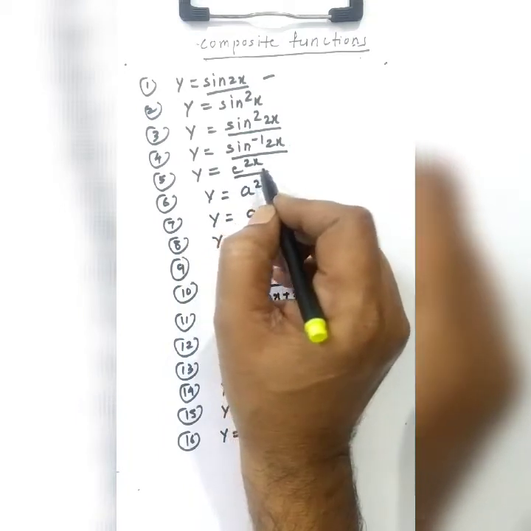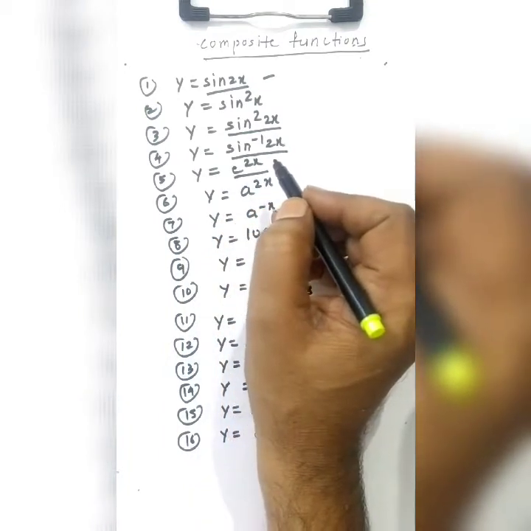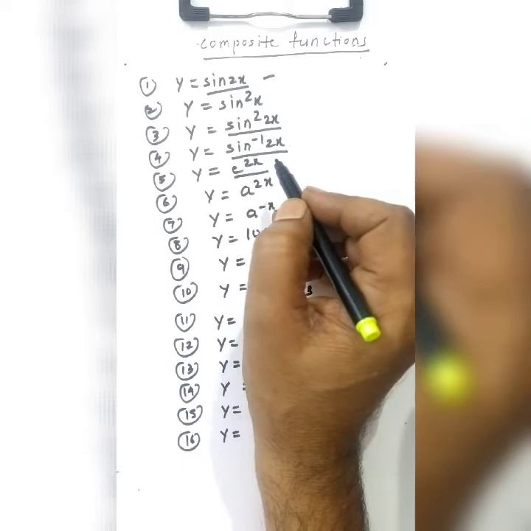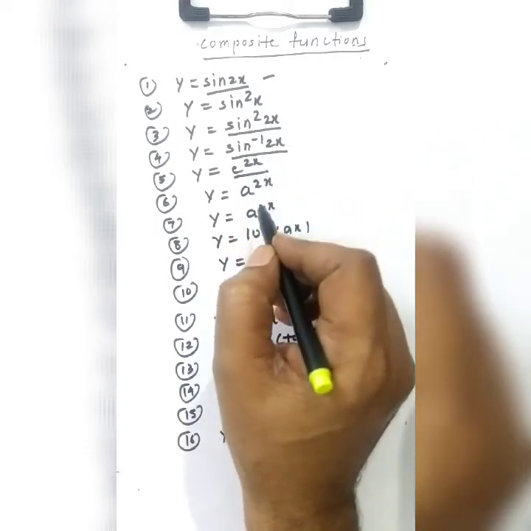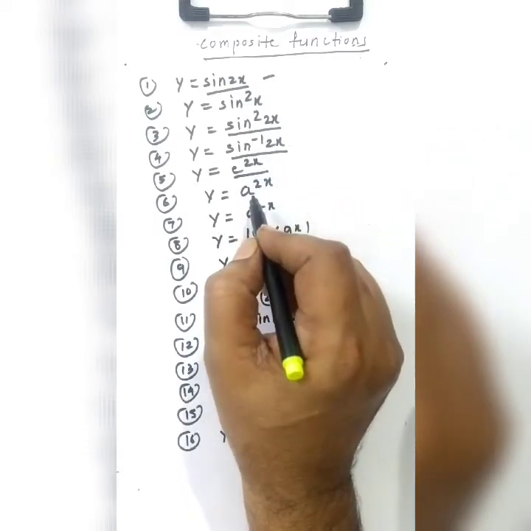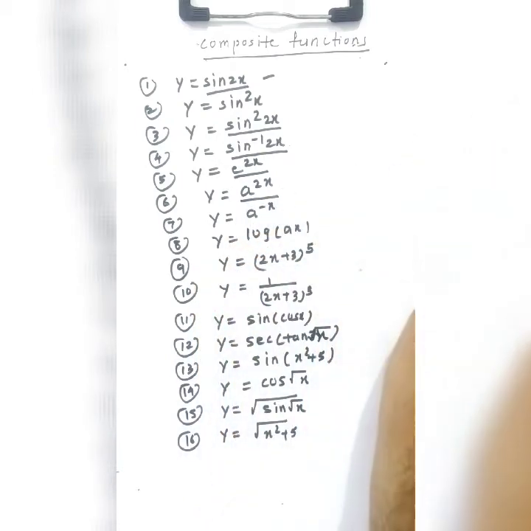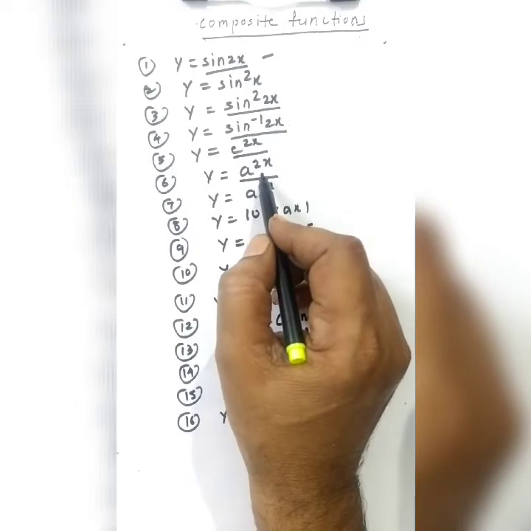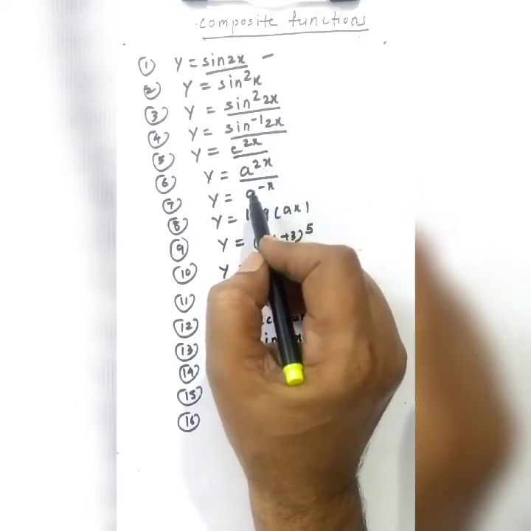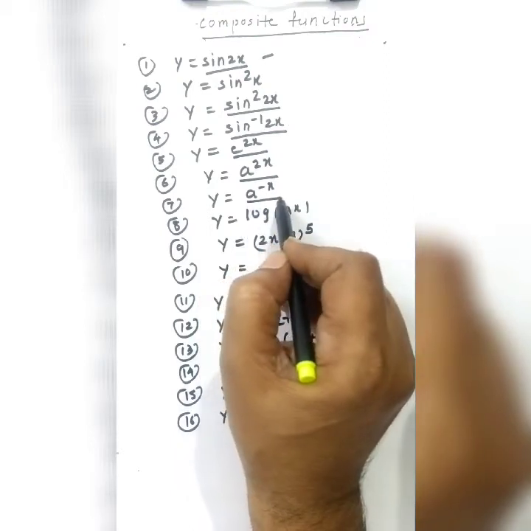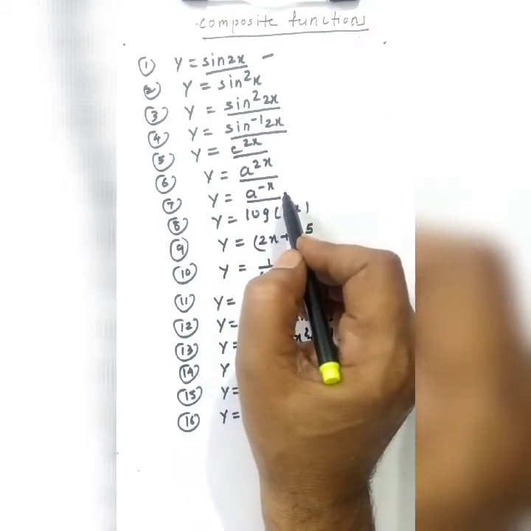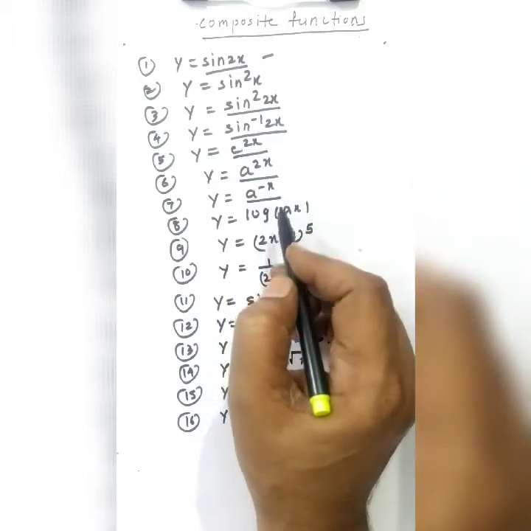Next, e raised to 2x. If it is e raised to x, we know the derivative of e raised to x is e raised to x. But here it is e raised to 2x. We don't know the derivative of e raised to 2x. Then we come to a raised to 2x. If it is a raised to x, we can write a raised to x into log a. But instead of a raised to x, it is a raised to 2x. Next is a raised to minus x. If it is a raised to x, we know a raised to x into log a. But here it is a raised to minus x.